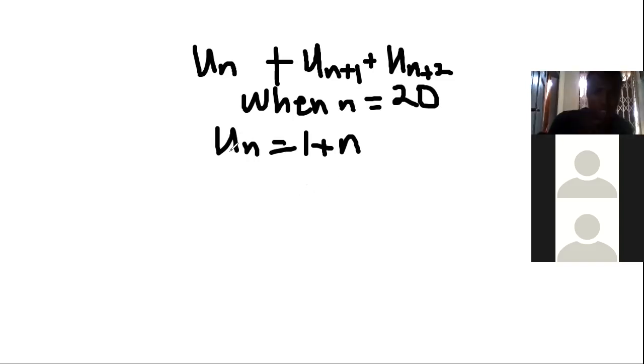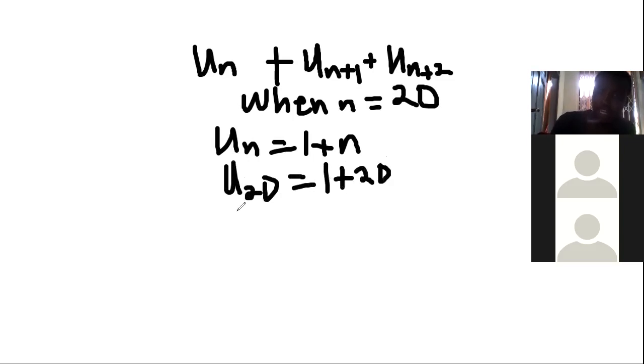So what we are going to do is, U20 will give us 1 plus 20. N is 20. So when n is equal to 20, you are going to get 20 here. So U n here is 21. So this, you are going to get 21.